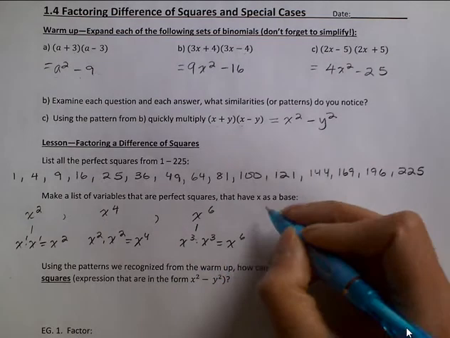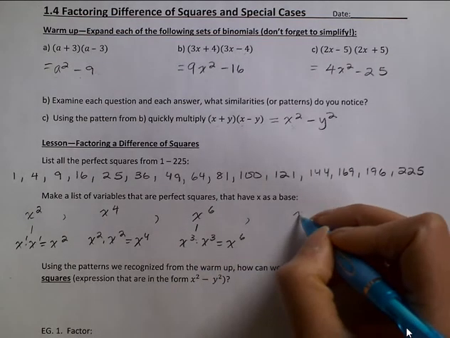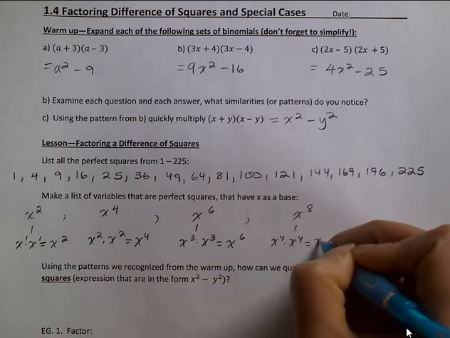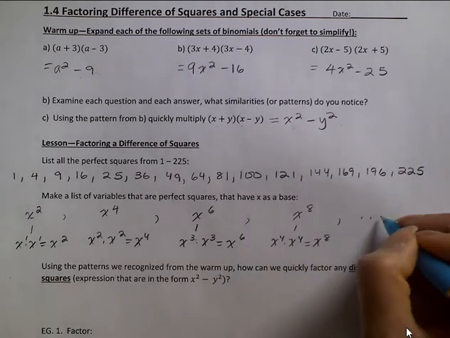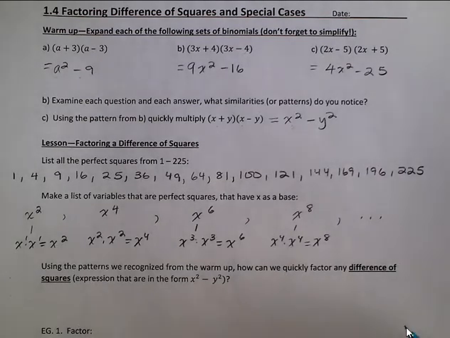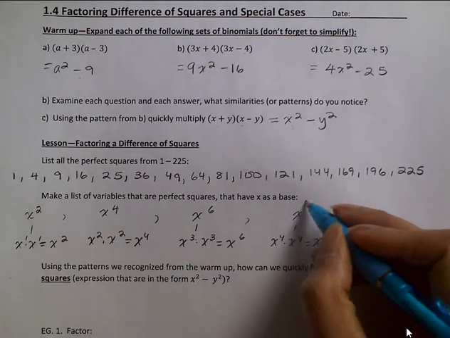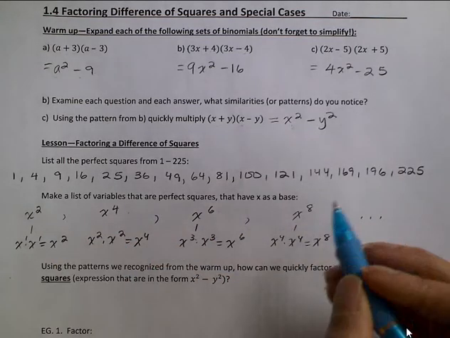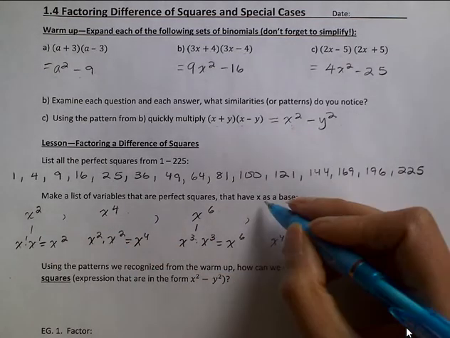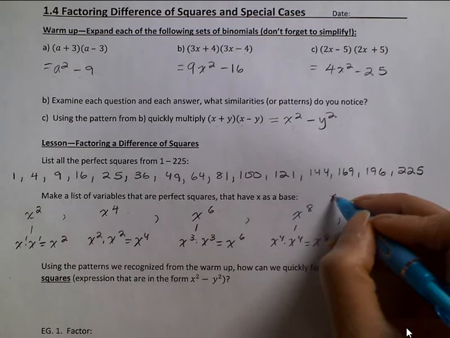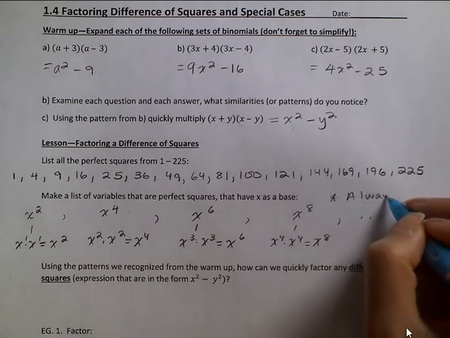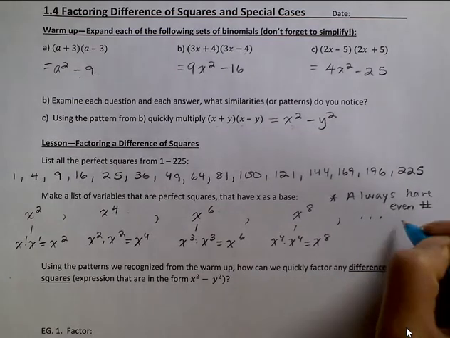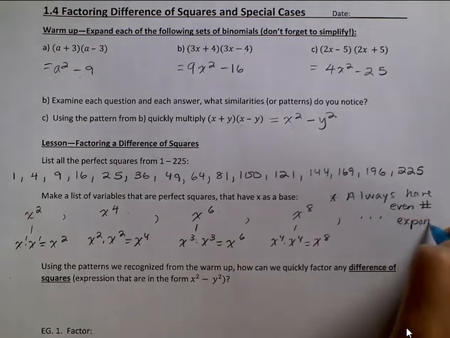And then the one after that would be x to the 8th, because x to the 4th times x to the 4th is x to the 8th. Okay, and that pattern continues. So notice that we always have an even exponent. So variables that are perfect squares that have x as the base will always have even number exponents if it's a perfect square.